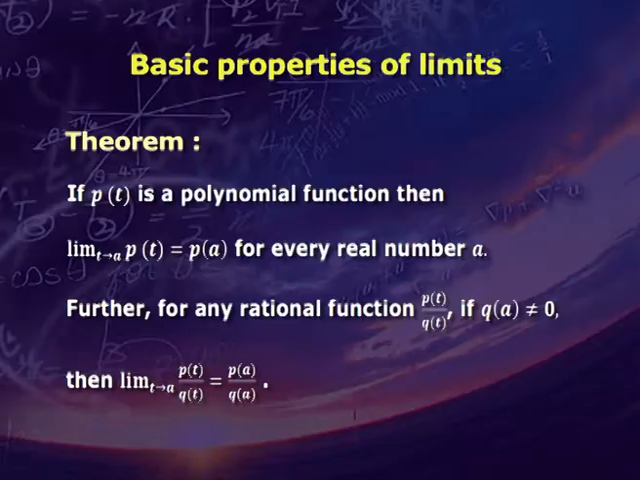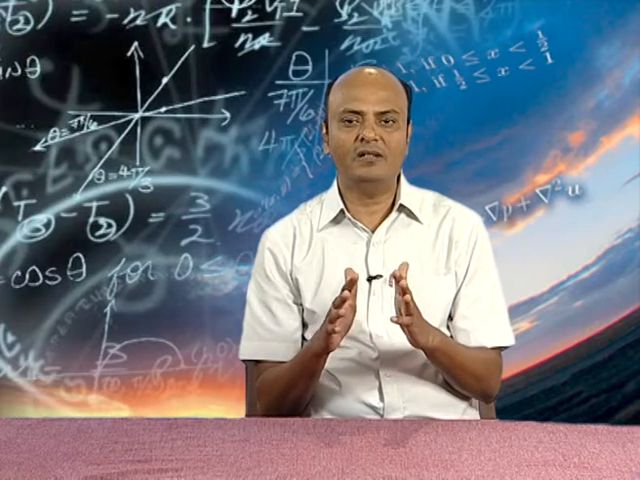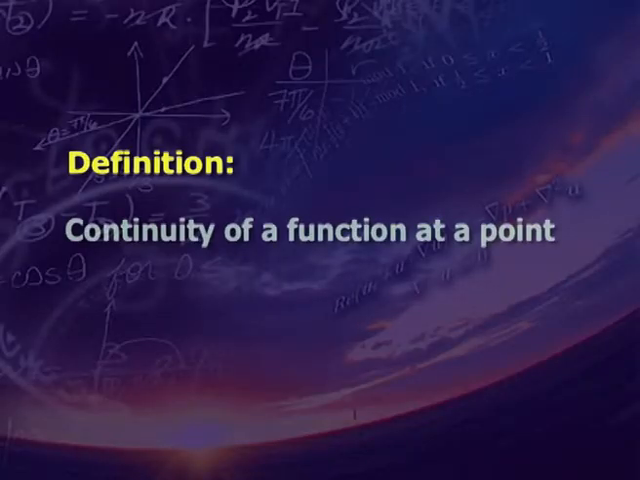We saw that for polynomial functions and rational functions, the limit at a given point of their domain is simply the value of the respective function at that point. There are many more functions for which this holds, and this leads us to the definition of continuous functions. Definition: continuity of a function at a point.